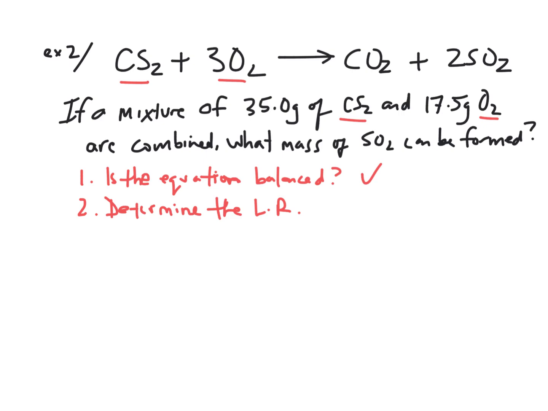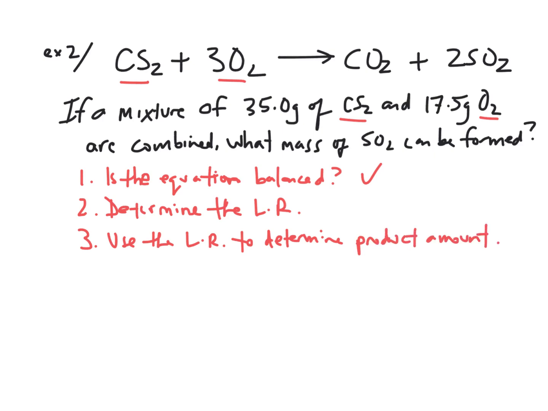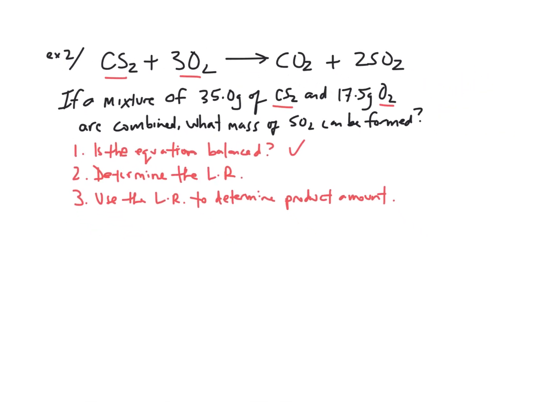Maybe oxygen's the limiting reagent. So let's figure that out. Once we figure that out, we'll use the limiting reagent to determine how much product is created. We know what's created, we just need to know how much. So let's go about this business.